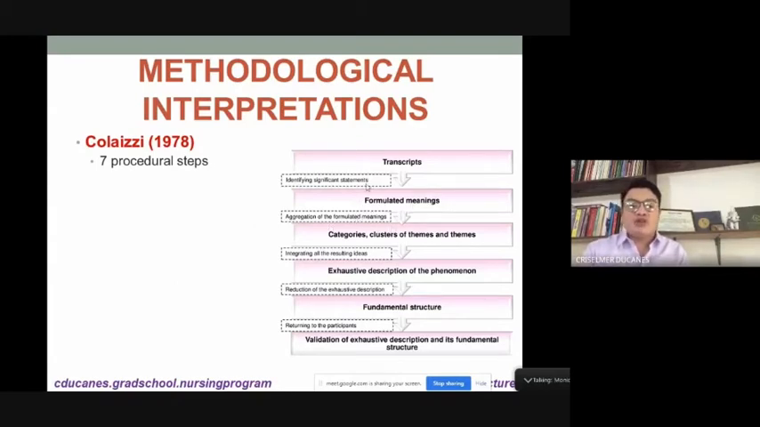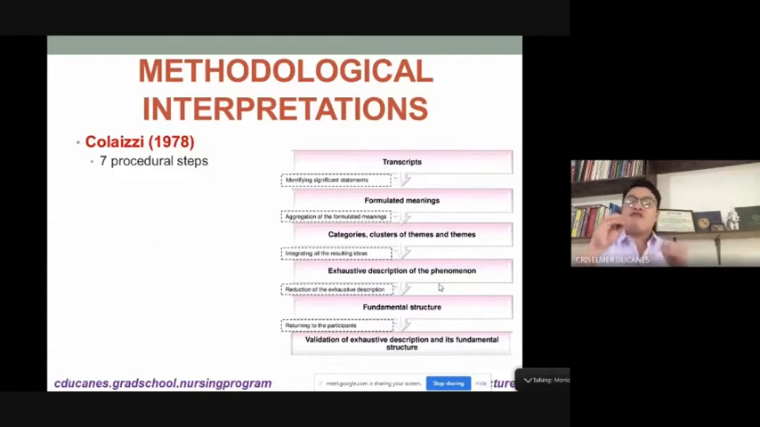So you look for the meaning of what the significant statements of your participants are saying. Then you formulate the meaning. After that, we have the aggregation of the formulated meanings. You make categories, you categorize your formulated meanings, you cluster the themes. You generate your themes. So the technique in a phenomenological study is to group the common. Then you look for a particular theme or a particular concept that would describe those clustered significant statements or formulated meanings. Then you have to integrate all the resulting ideas.